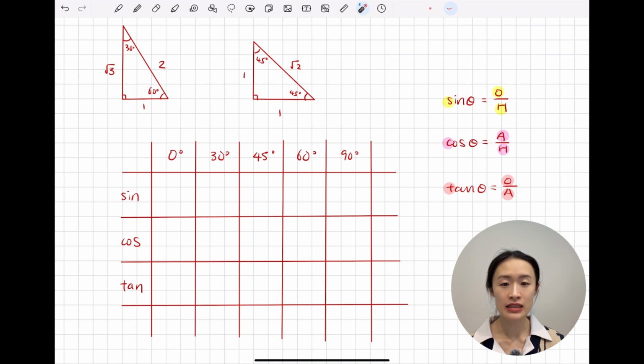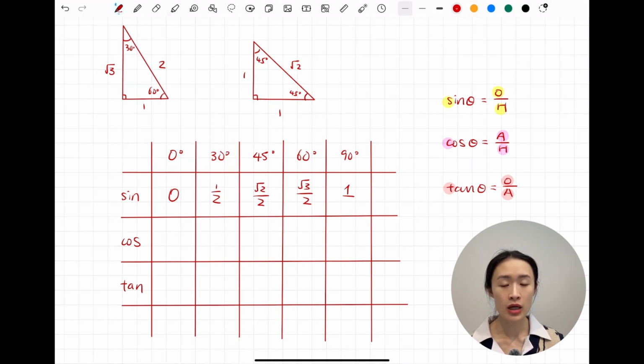So if I look at the sine graph first, sine 0, it starts from 0. Sine 0 is 0. Sine 30 is opposite over hypotenuse. So it's a half. Sine 45 is root 2 over 2. Sine 60 is root 3 over 2. And sine 90, if we look at the graph, it is 1.